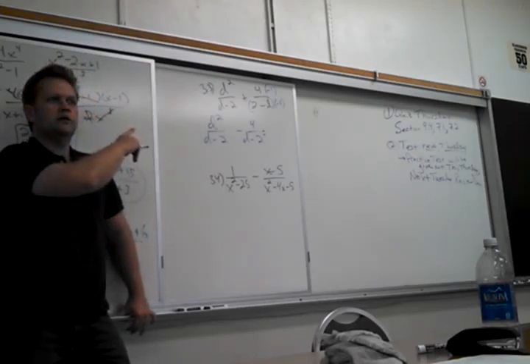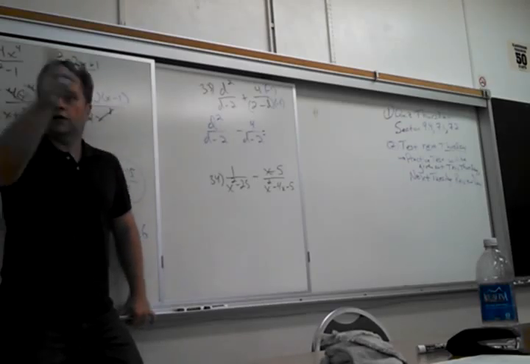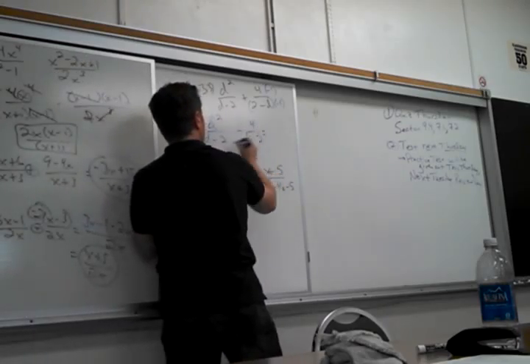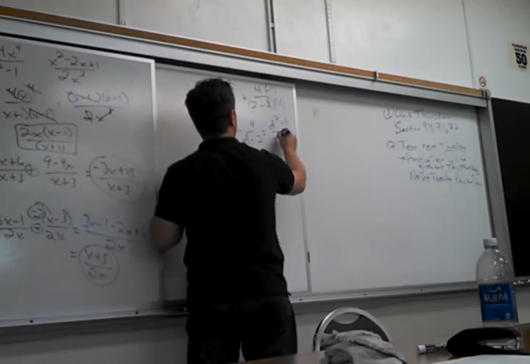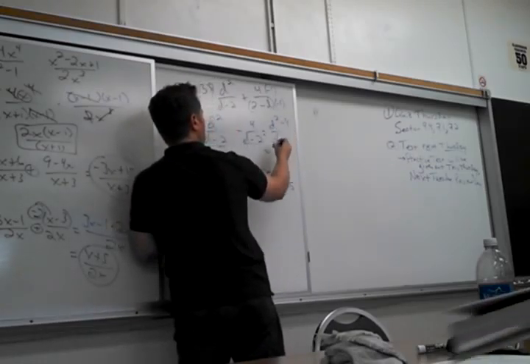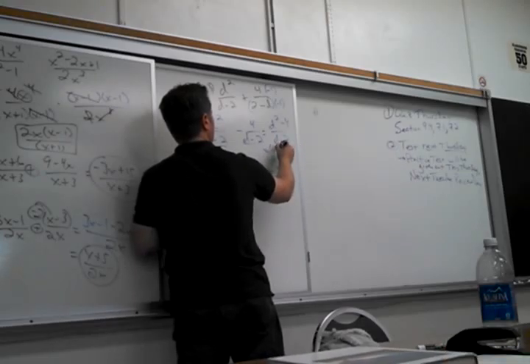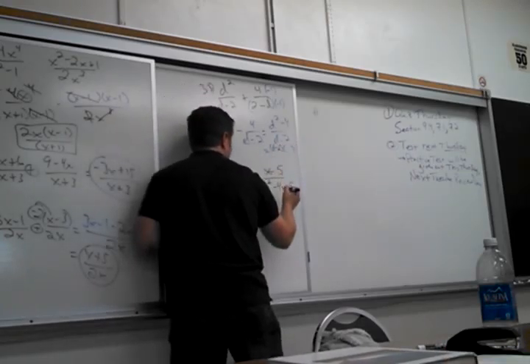And so what's the next step on that? Eventually. So now you can put them together because they have the same denominator. So you get d squared minus 4 over d minus 2. If you factor the top, what do you get? D minus... Well, so yeah.